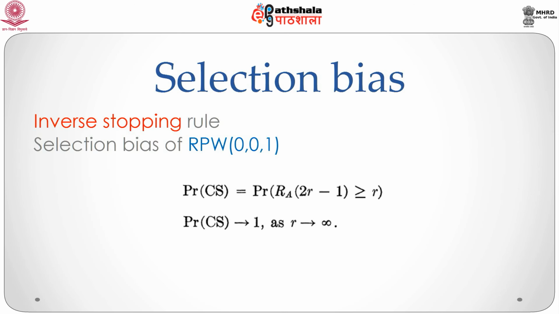A natural measure of the selection bias of a sequential assignment rule is the expected number of correct guesses, and we can see that this will tend to 1 for the case where we have an RPW.